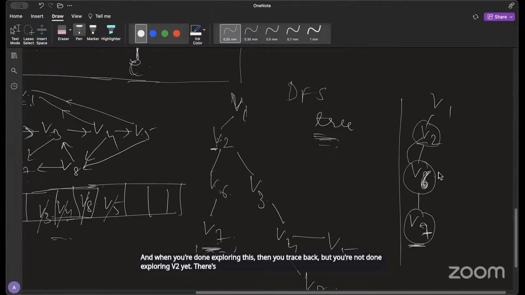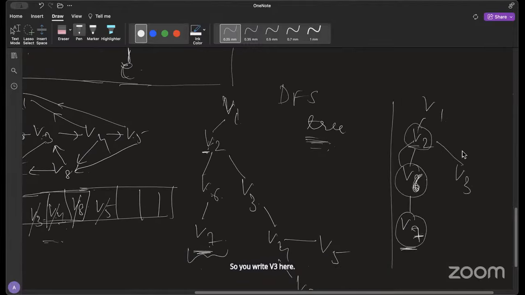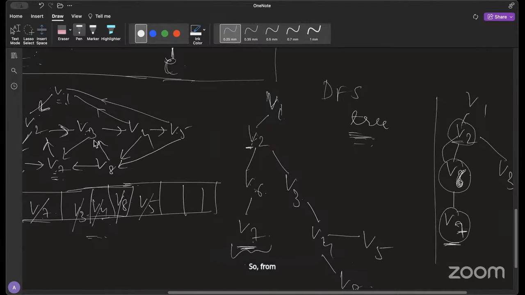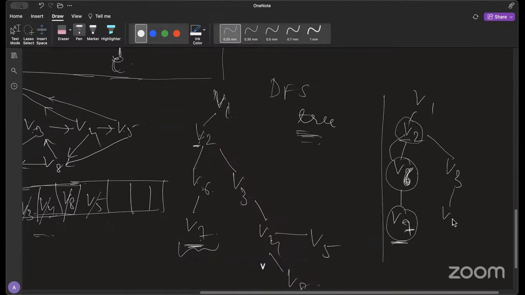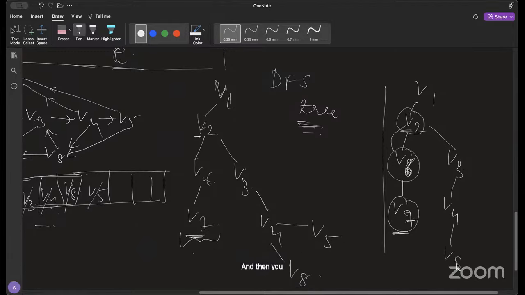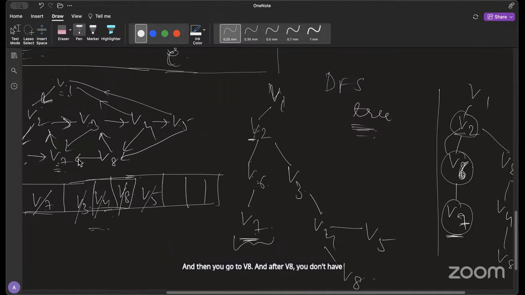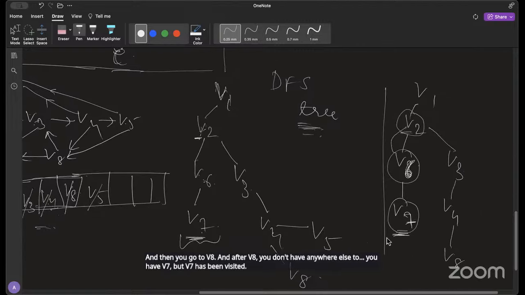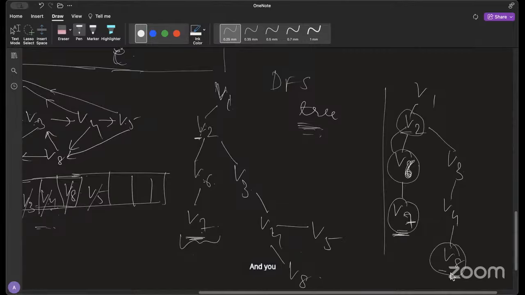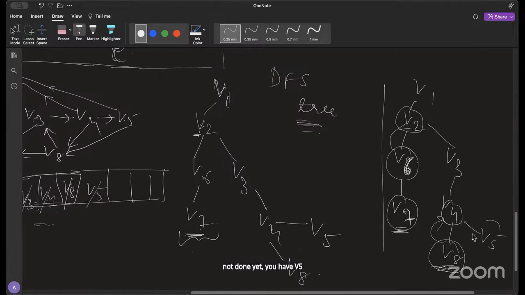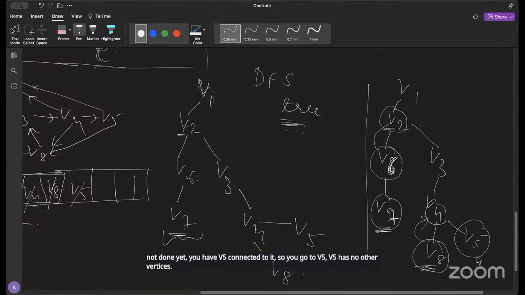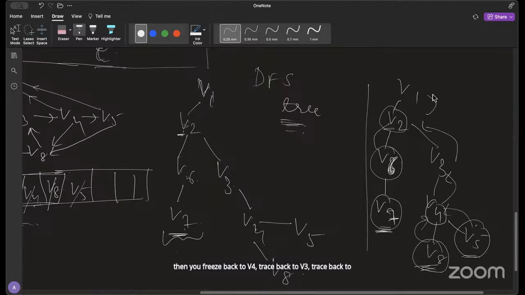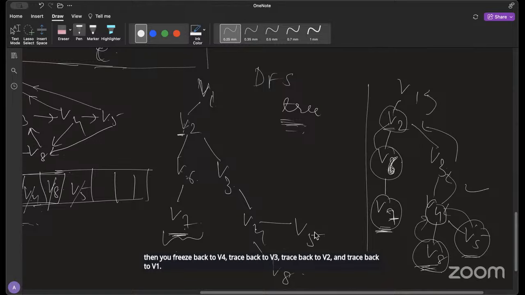There's V3 left, right? So you write V3 here. Then you go in the depth again. So from V3, you go to V4. And then you go to V8. And after V8, you don't have anywhere else to go. You have V7, but V7 has been visited already. You don't write it again. Then this is done. That means this has been explored. So you trace back. V4's not done yet. You have V5 connected to it. So you go to V5. V5 has no other vertices. So V5 is done. Then you trace back to V4, trace back to V3, trace back to V2, and trace back to V1. Is that okay?